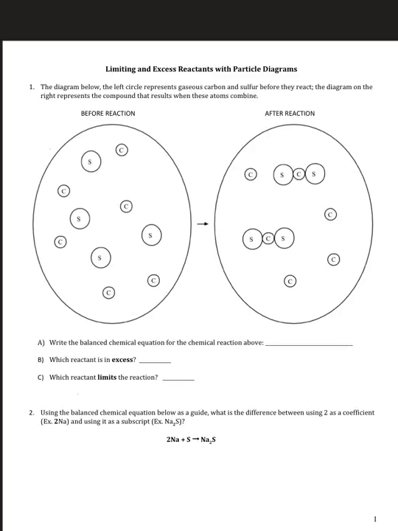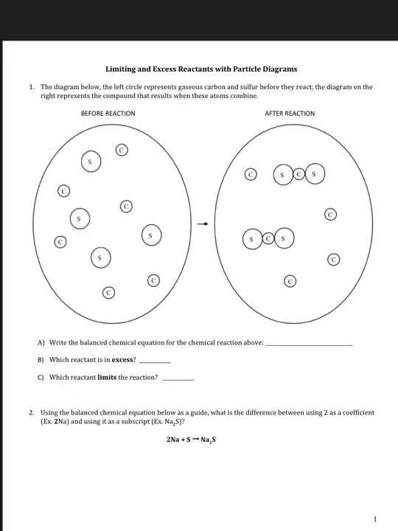Hey guys, we're going to learn about limiting and excess reactants today with particle diagrams. Particle diagrams are the pictures that you're looking at right now, and they are exactly what they sound like. They are diagrams or visual representations that show the particles taking place in the chemical reaction. Remember, particles can be atoms, compounds, molecules, and more, and we will see all of those represented in these practice problems coming up.